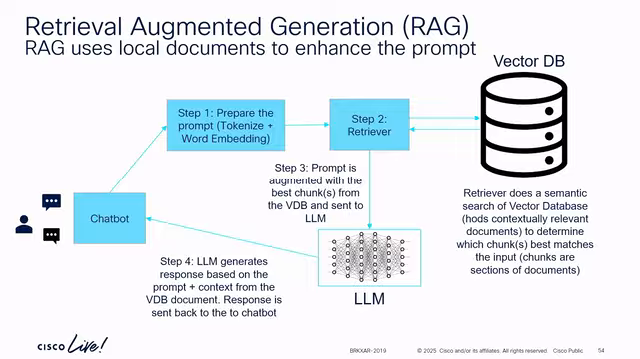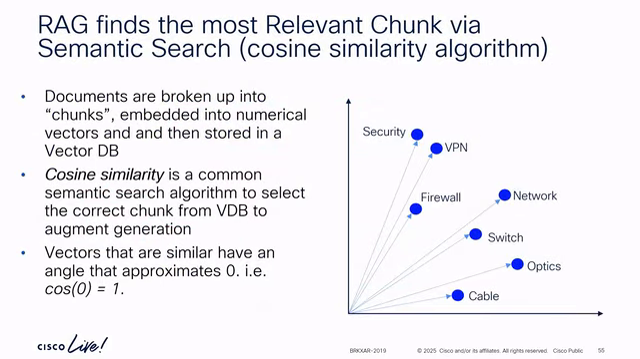Now, you might be wondering, how is it picking the right document? How is it figuring out what's the right document that answers my question? There's a neat little algorithm called cosine similarity. Remember that vector space I showed you with all the words floating around in space? It's basically using that idea.